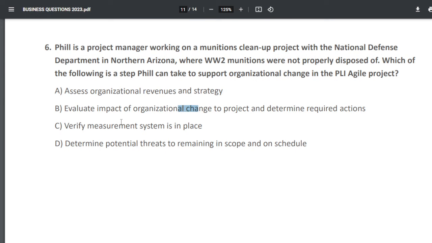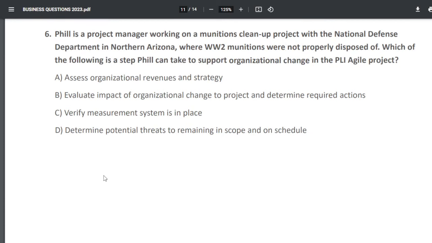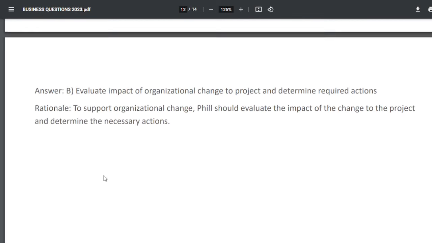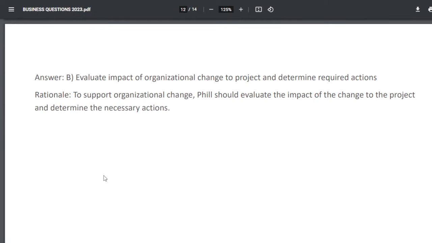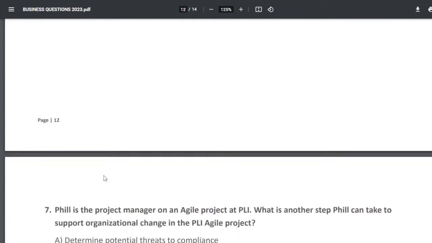It's not a bad one. Let's go to the next one. Verify measurement system is in place. This is really talking about the benefits. So that is different than organizational change as a topic. D, determine potential threats to remaining in scope and on schedule. Well, this has to do with change to support organizational change. This is talking more about risk. So the best answer, my friends, has just got to be that one, B. To support organizational change, you got to evaluate the impact of the change on the project and determine necessary actions.